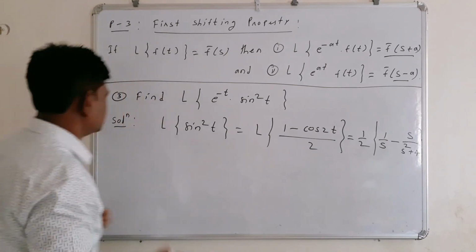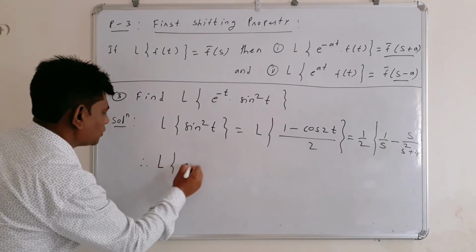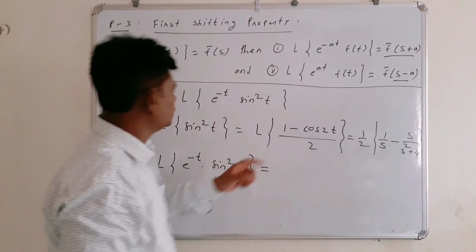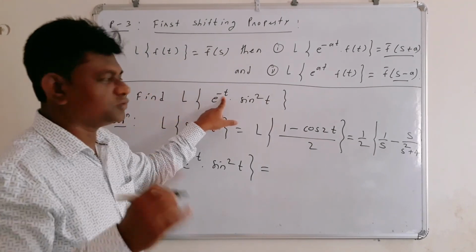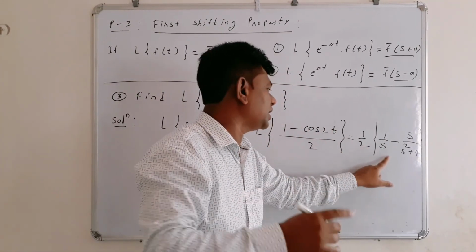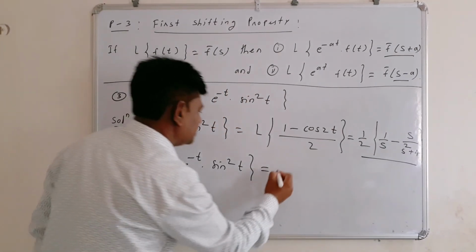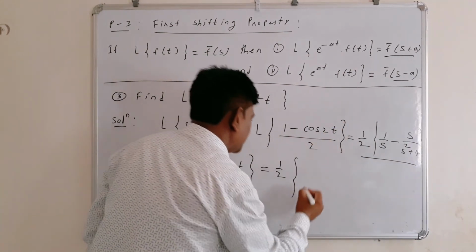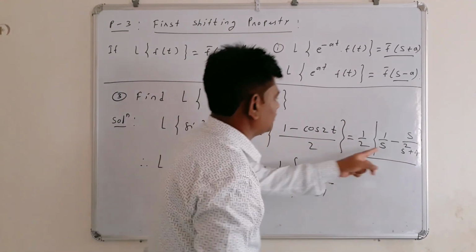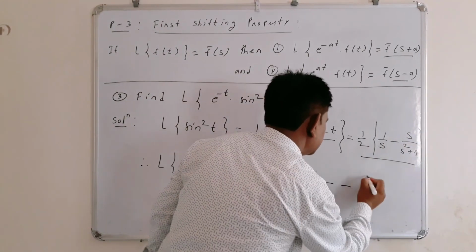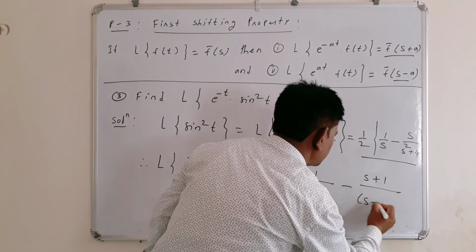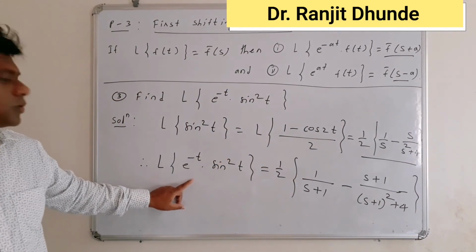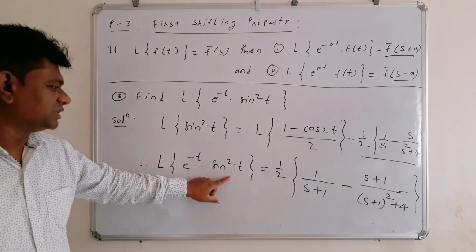So therefore Laplace transform of e to the power minus t times sin square t is equal to, now here a is 1, so s changes to s plus 1 in f bar s. The answer is 1 by 2 [1 upon s plus 1 minus s plus 1 upon (s plus 1) whole square plus 4]. So this is the Laplace transform of e to the power minus t times sin square t.